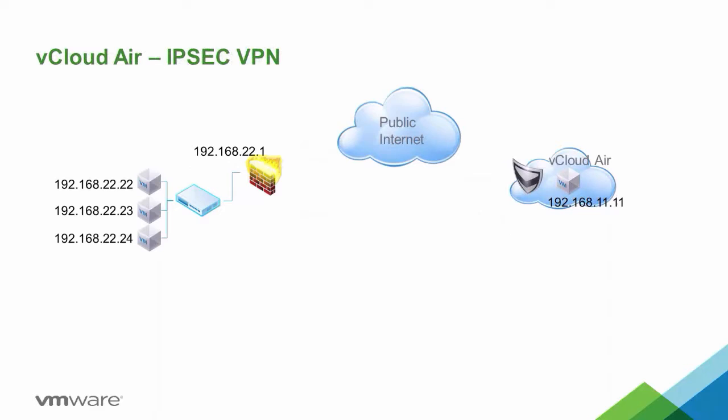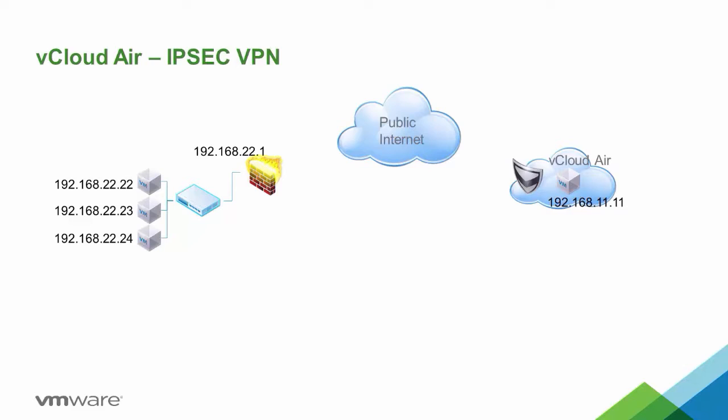Well, in our diagram here, we've got an on-premise network on the left-hand side with the IP address scheme of 192.168.22.x/24, and that network is protected by a firewall with the IP address 192.168.22.1. Now on the right-hand side we have a vCloud Air virtual data center with the network there being 192.168.11.x, and that is protected by a vShield Edge.